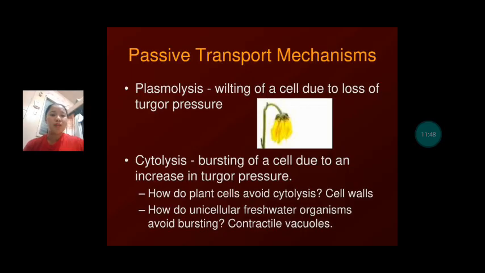Passive transport mechanism: plasmolysis is the wilting of a cell due to the loss of turgor pressure. Cytolysis is the bursting of a cell due to an increase in turgor pressure. How do plant cells avoid cytolysis? Because of the cell wall, they can avoid cytolysis. So what is cytolysis? The bursting of a cell due to an increase in turgor pressure. Next, how do unicellular freshwater organisms avoid bursting? Contractile vacuoles.